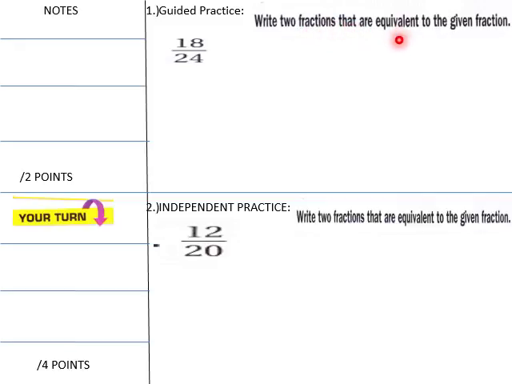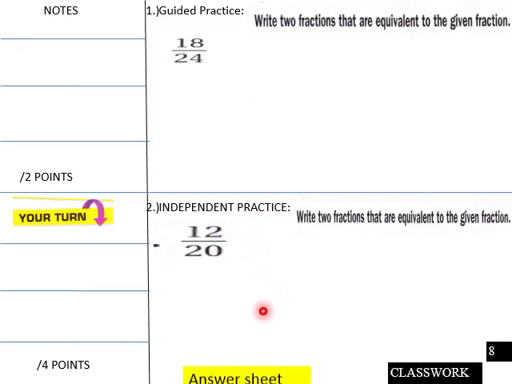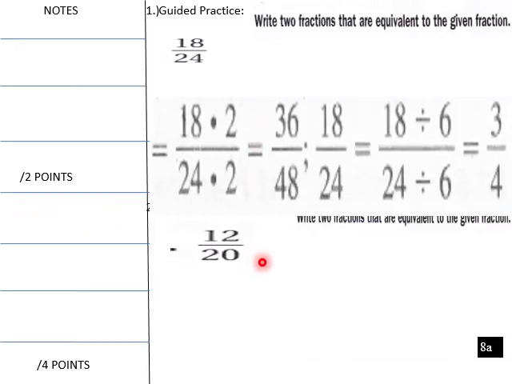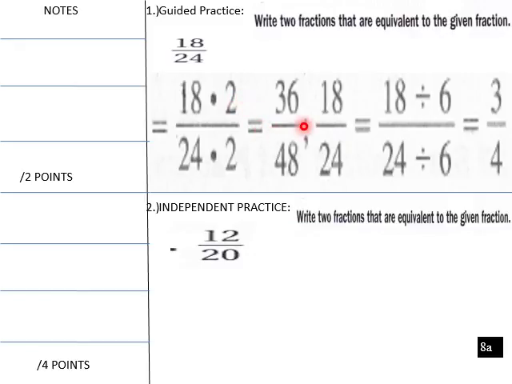Write two fractions that are equivalent to the given fraction. Students, this is yours. Pay attention so you can do your independent practice. Let's do the first one. 18 times 2 would be 36 over 48. That would be the same thing as 18 over 24. And then if we divide by 6, we get 3 over 4. So 3 over 4 is equal to 18 over 24, which is equal to 36 over 48. They're just written with different numbers.